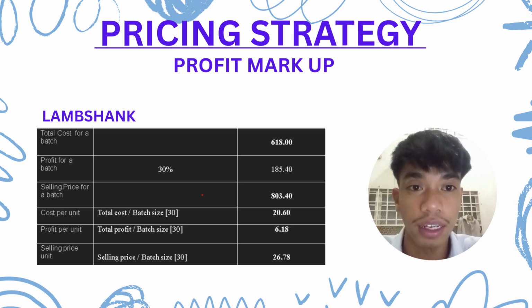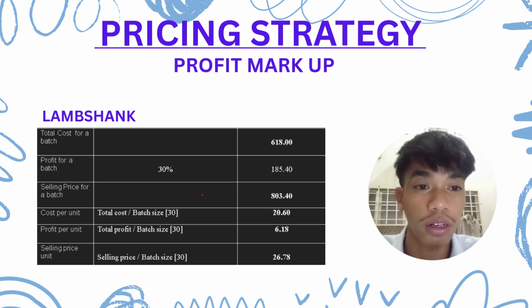For lamb shank, total cost for a batch, the price is 680 ringgit. Profit for a batch is 30%. The price 185 ringgit and 40 cent. Selling price for a batch, the price is 803 ringgit and 40 cent.